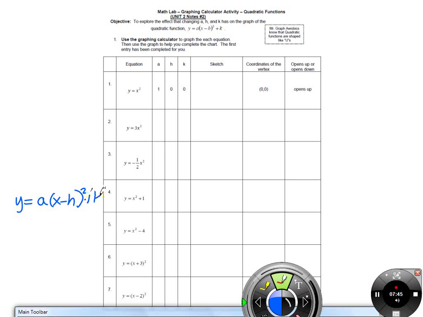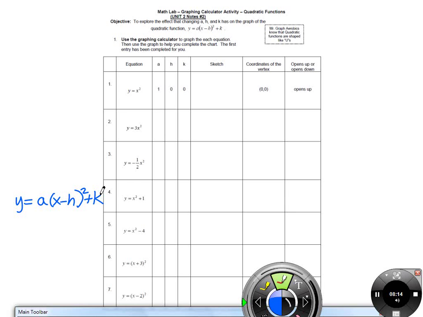This is vertex form of the quadratic. So A is this number that's out here multiplying the perfect square. H is whatever number would be subtracted from x. And K is the number that's being added after the square is completed. So for each equation, you're going to fill in your A, H, and K value. You're going to type it into the calculator and sketch it. You're going to say what the vertex appears to be and whether it opens up or down. Does that make sense to everybody? Yes? No? Okay. So A's, H's, and K's.